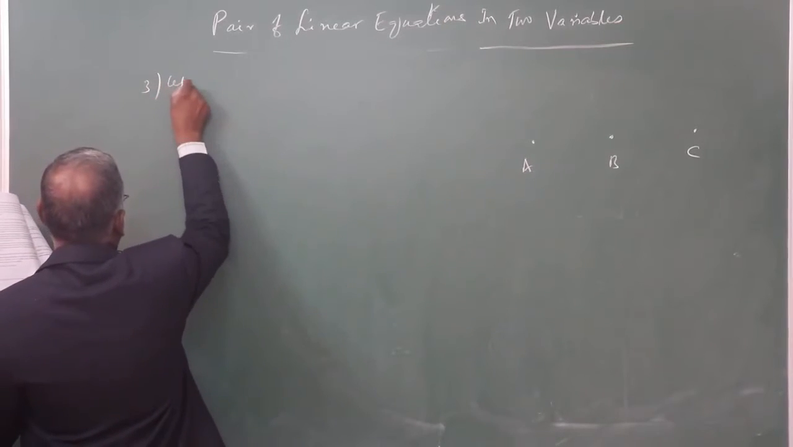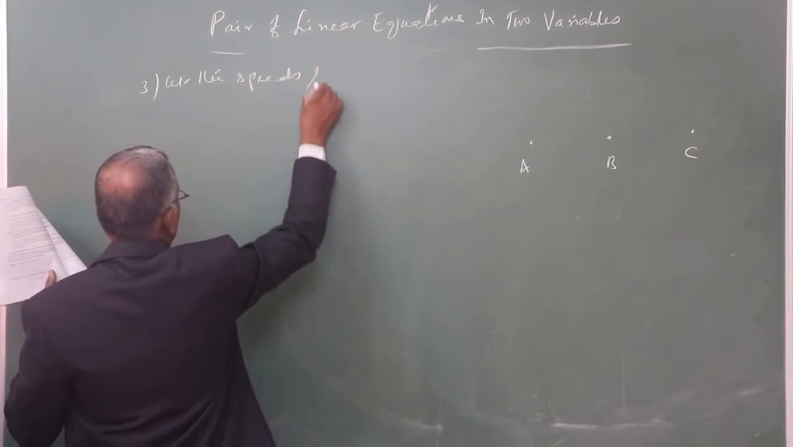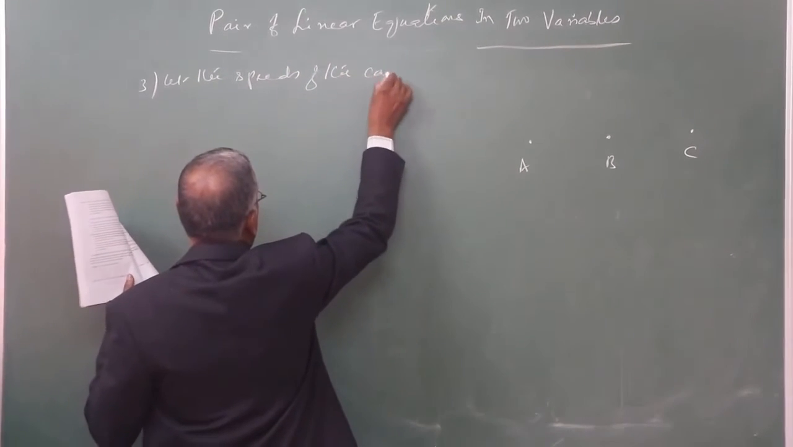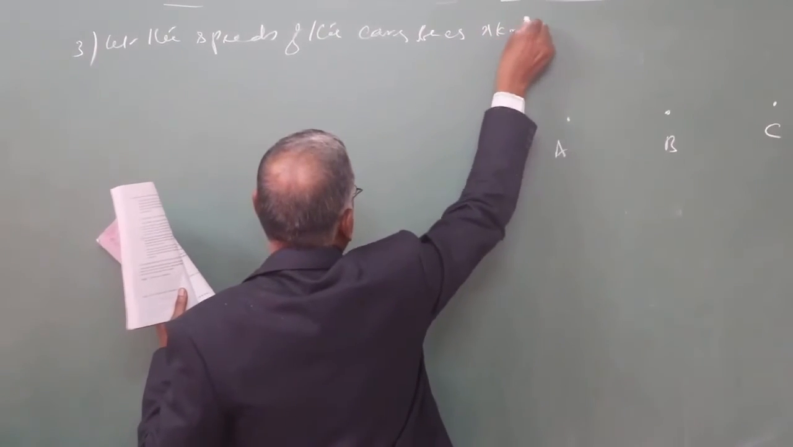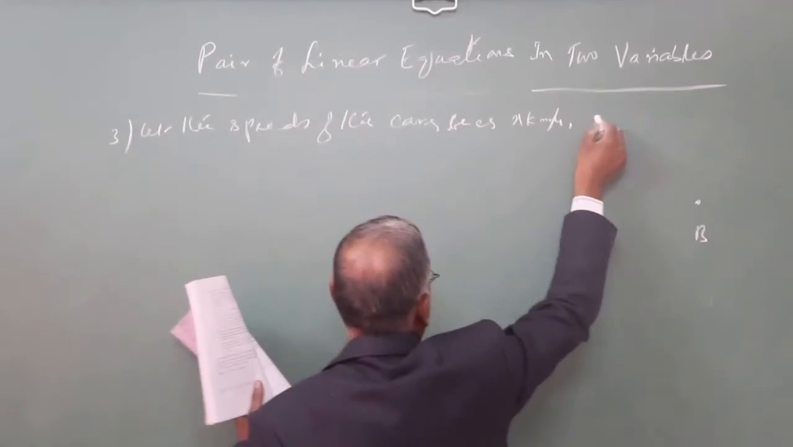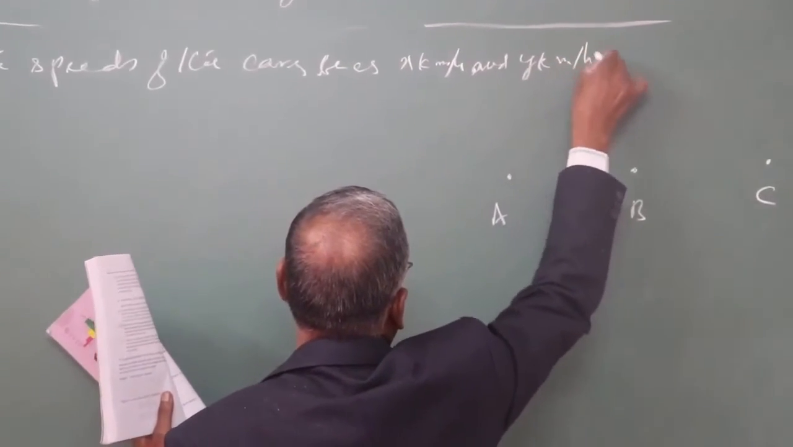So let the speeds of the cars be x kilometers per hour and y kilometers per hour.